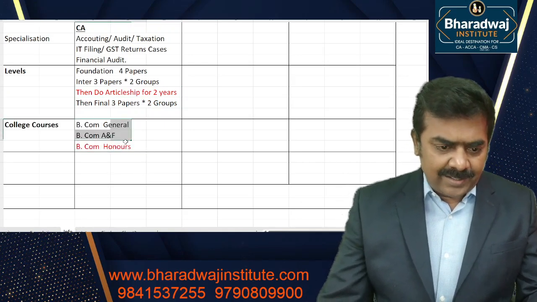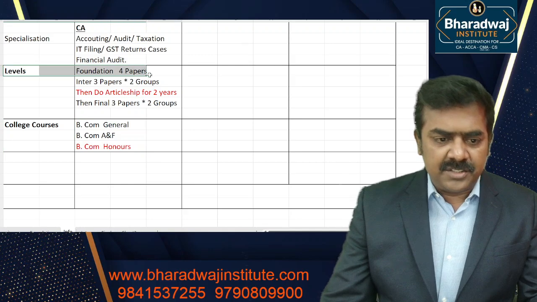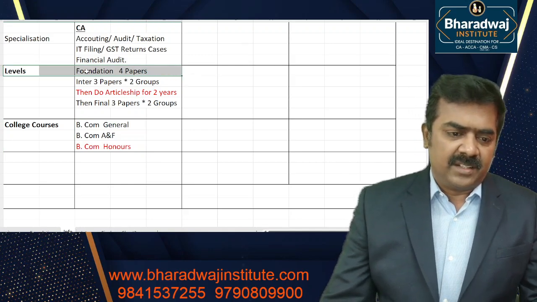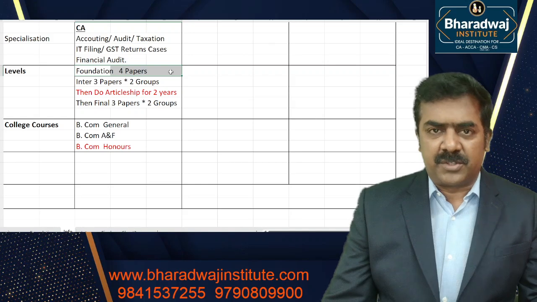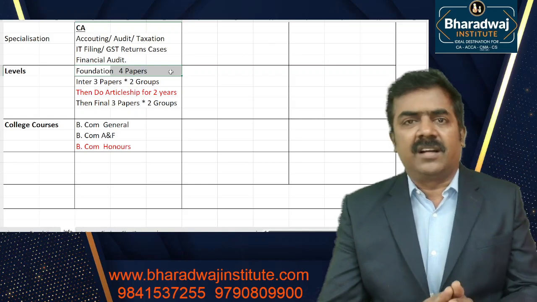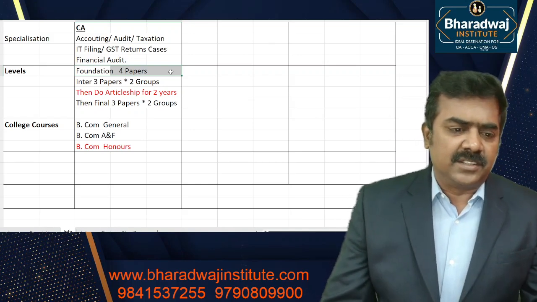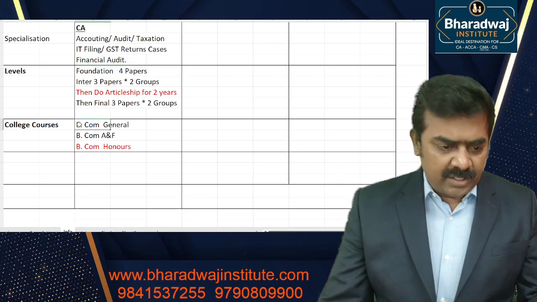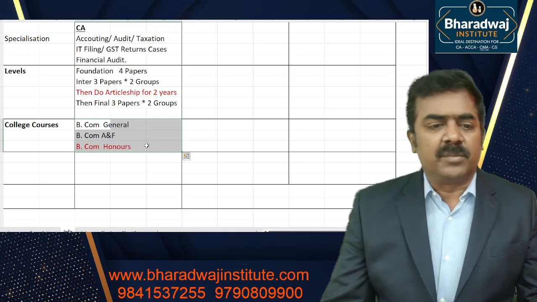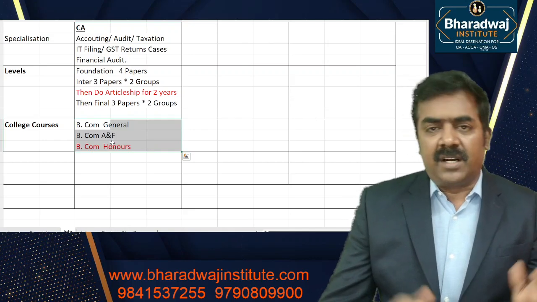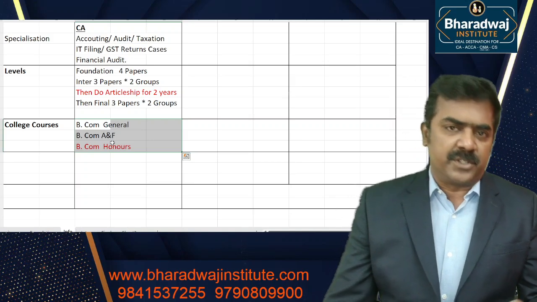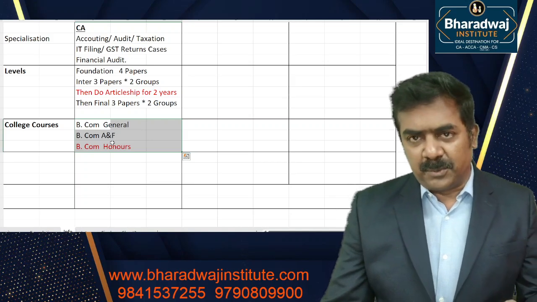If I start my journey after my plus two, you will start with your foundation. Any student after 10th standard can register for this CA foundation course and write their exams after their plus two. Which college course can I do along with my CA? BCom General or Accounting Finance or BCom Honors, or BCom Professional Accounting. These courses you can do.